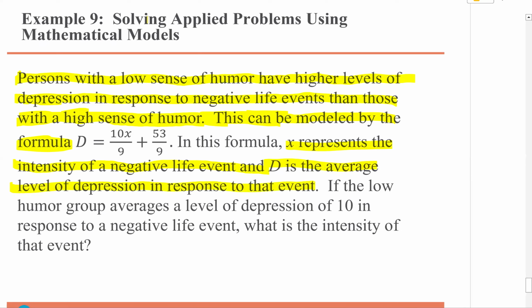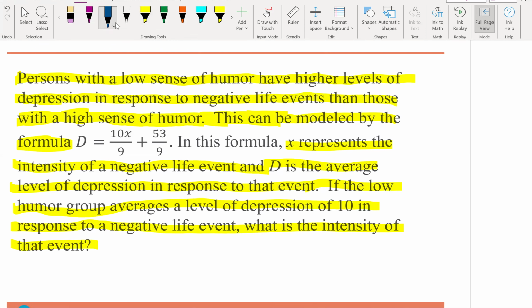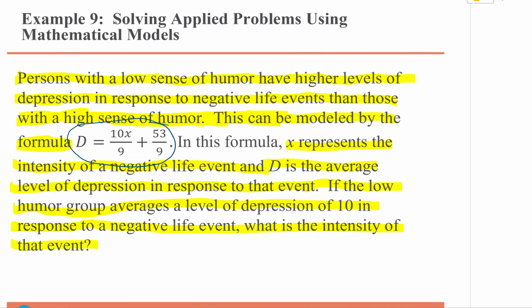Okay, what kind of numbers are we expecting here? If the low humor group averages a level of depression of 10, is that a scale of 1 to 10, or what kind of scale is that? In response to a negative life event, what is the intensity of that event? Usually in these types of problems, they give you this equation, and they tell you one or the other variable, and you have to find the one you're missing.